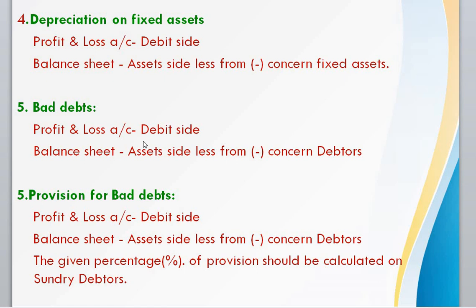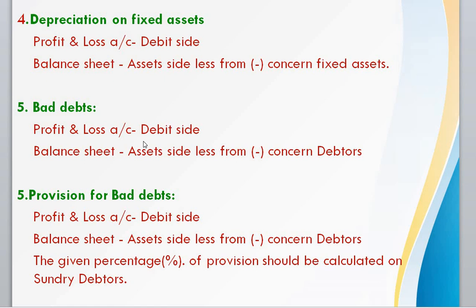The next adjustment is bad debts. Such debts are not realized yet. The bad debts, unrecovered debts. So the treatment for the bad debts is, it will be shown in the profit and loss account debit side and the balance sheet asset side by deducting the bad debts amount from the sundry debtor.